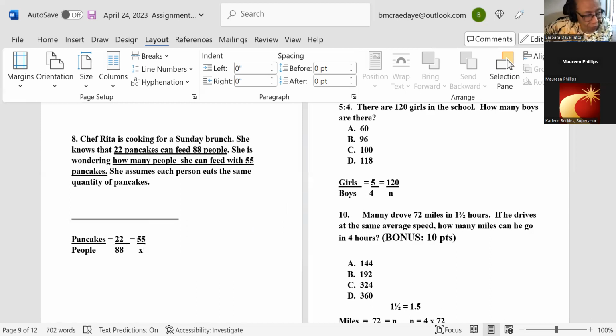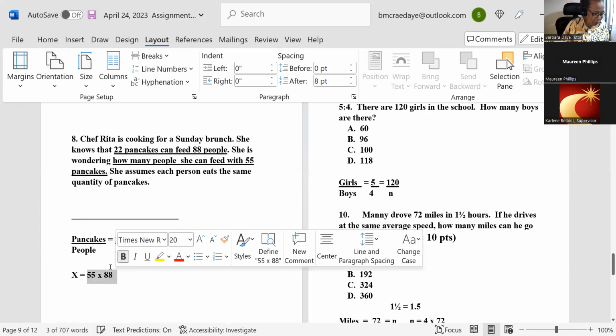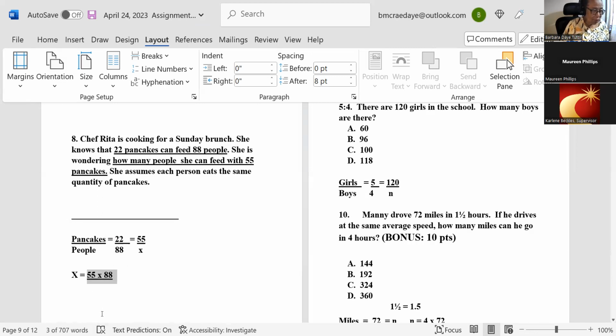Cross multiply 55 times 88 and then divide by 22. So what is X? So that would be 55 times 88, and the 22 is 22x, so that would be divided by 22. What do you get for your answer? All right, hold on. I think I did it wrong. I got 88, but I did 80. Sorry. Oh, okay. No problem.